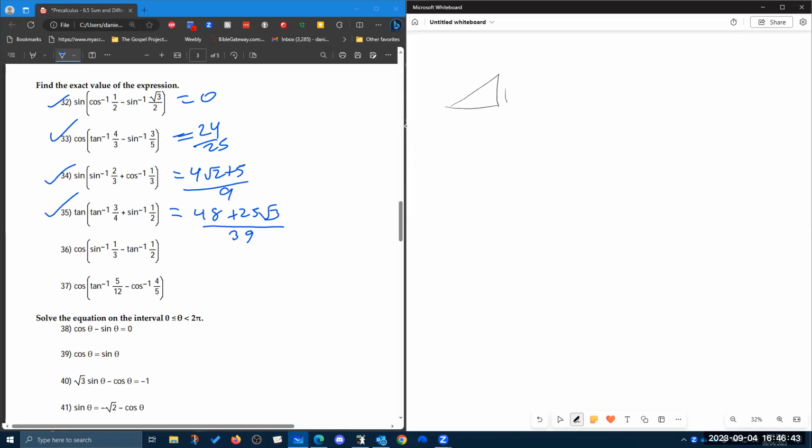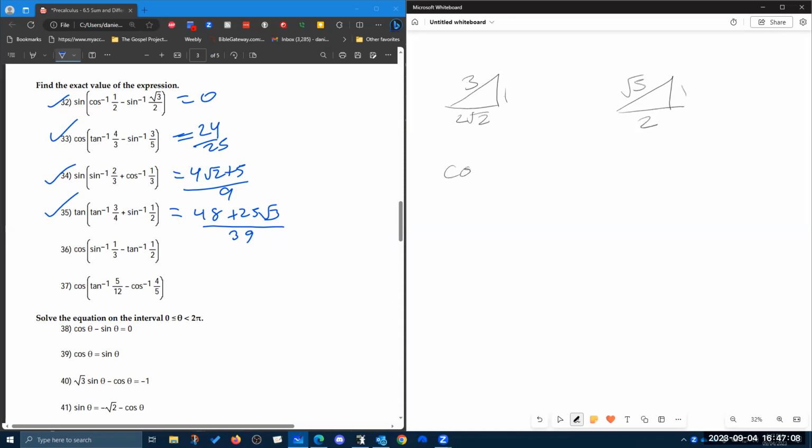Sine is positive, so I'm in quadrant 1. 9 minus 1 is 8, so this is 2 root 2. Tangent is positive, so I'm in quadrant 1. 1, 2. That makes this root 5.